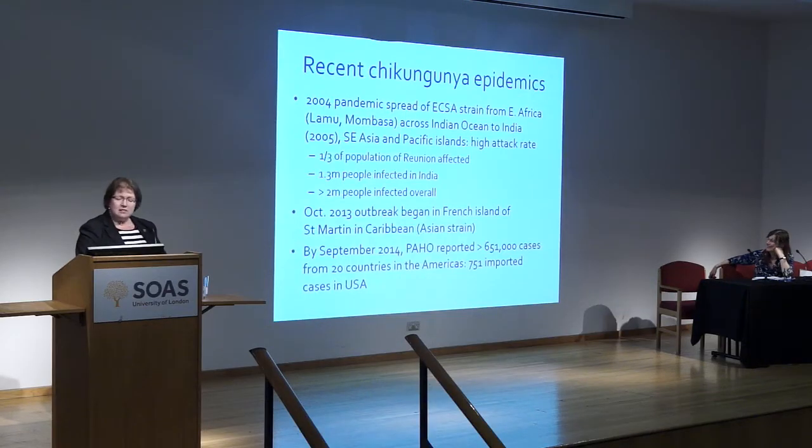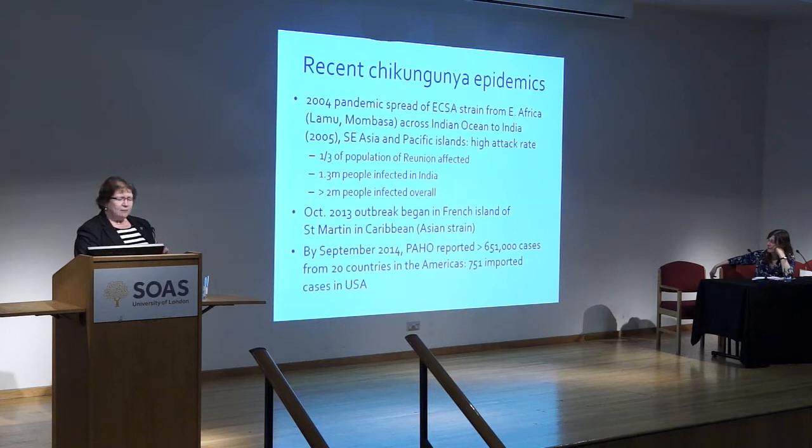Then the virus moved its way around the Indian Ocean, through the Maldives, Sri Lanka, some very nice places, all with good coral, then going up around the coast of India and into Southeast Asia. Just in India, in a year, it's thought that 1.3 million people were infected. And then throughout this Indian Ocean epidemic, it finally made its way across to the Polynesian islands, and probably about 2 million people were infected overall. And that was with the East Central and Southern African strain.